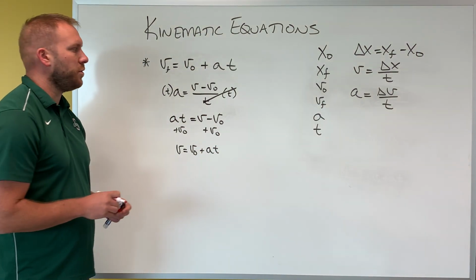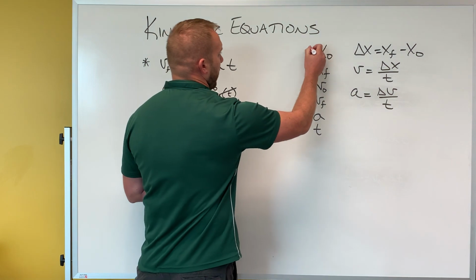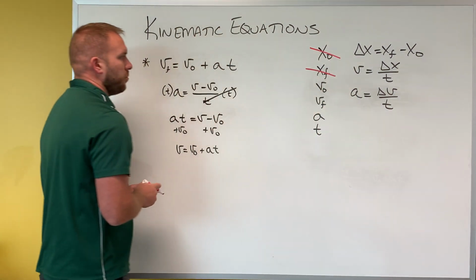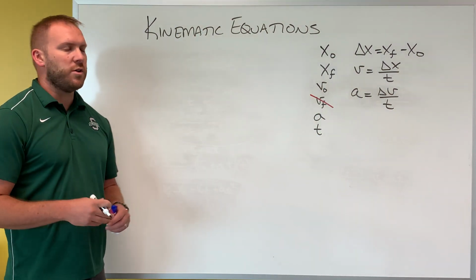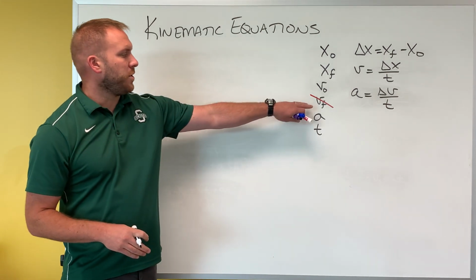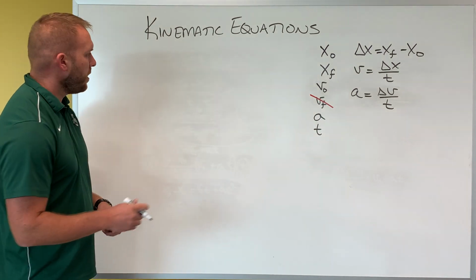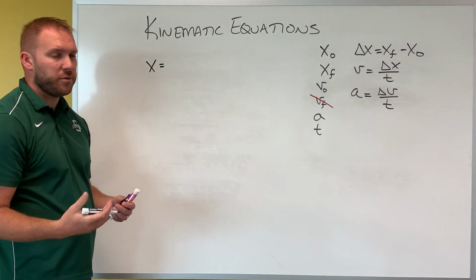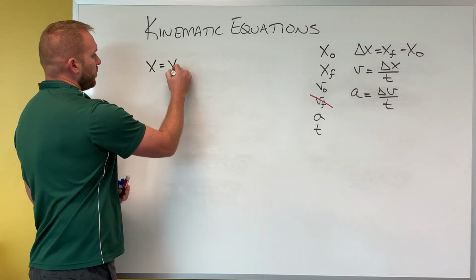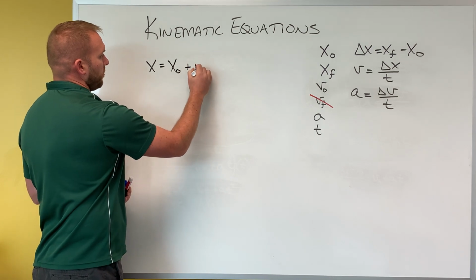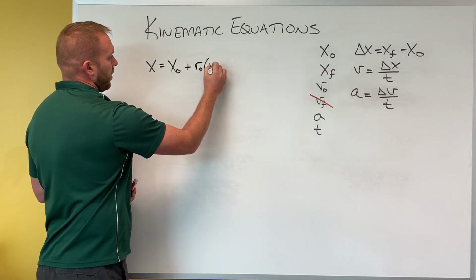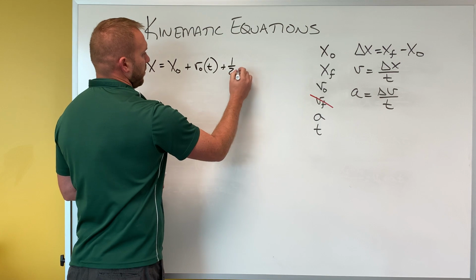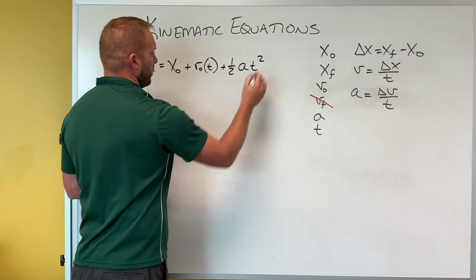This equation we would use in a circumstance where we don't have any of our positions. Our second equation is going to deal with when we don't have final velocity. That equation on a reference sheet is written as position, or final position, wherever you end up, is equal to my initial position plus velocity initial times time plus 1/2 acceleration times time squared.